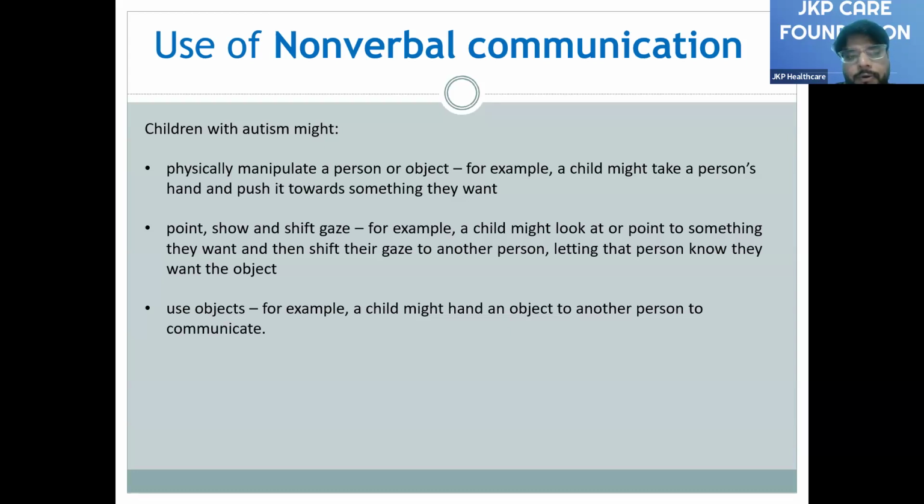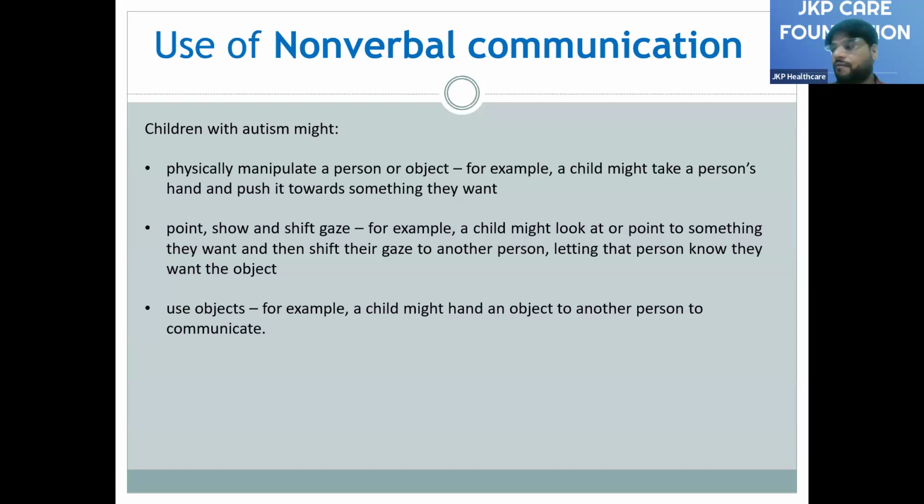They point out. Then point, show and shift gaze. For example, a child might look at something they want and then shift gaze to another person, letting the person know they want that object. So एक तो हो गया हाथ पकड़ के वहां लेके जाना और दिखाना. Second could be to show, to point, to show the object and look at the person. Show the object, look at the person.